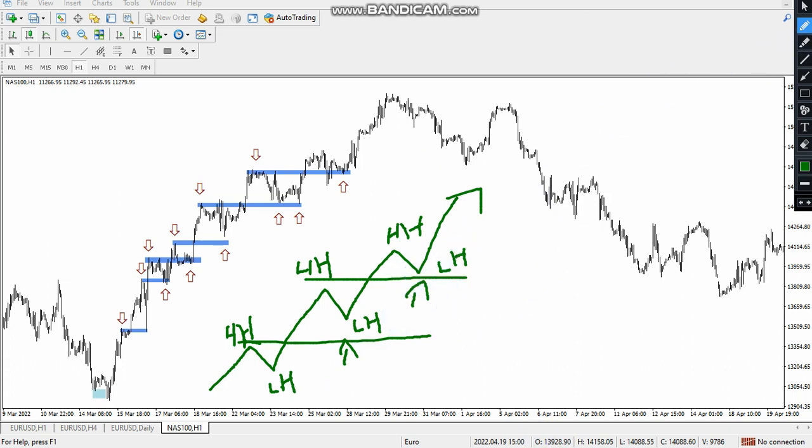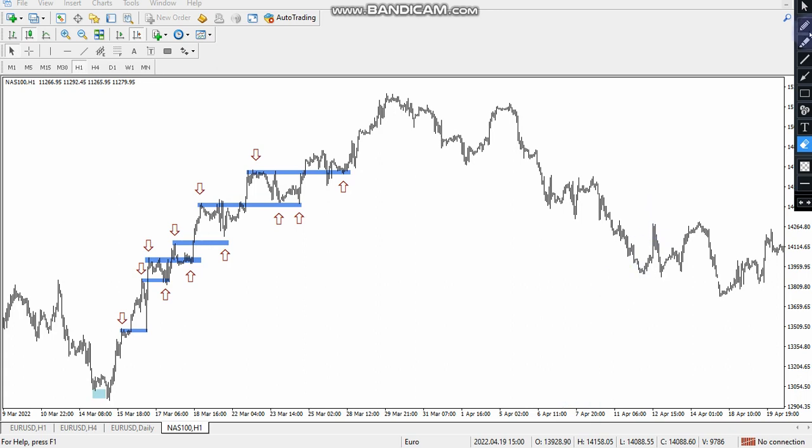So how do we see a break of market structure? Check what's happening now. Check what's going to happen. Guys, I think you are able to see everything that I'm sharing with you. You see, these are our zigzags.